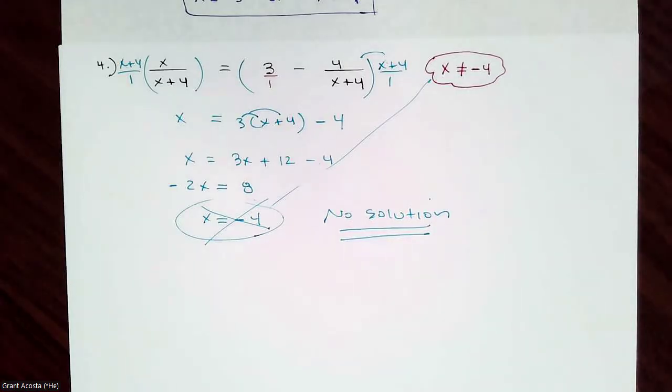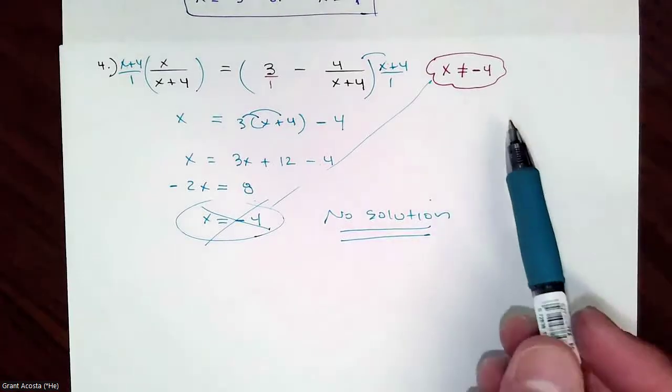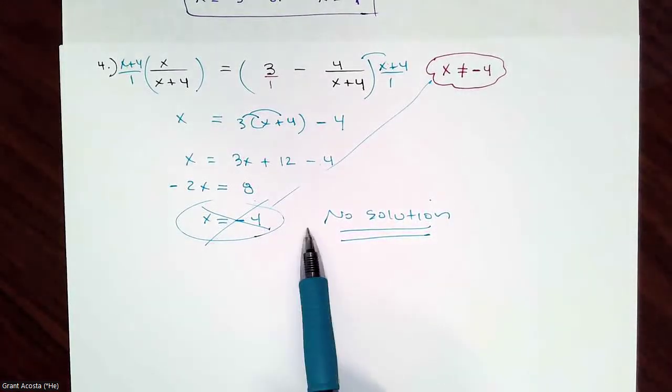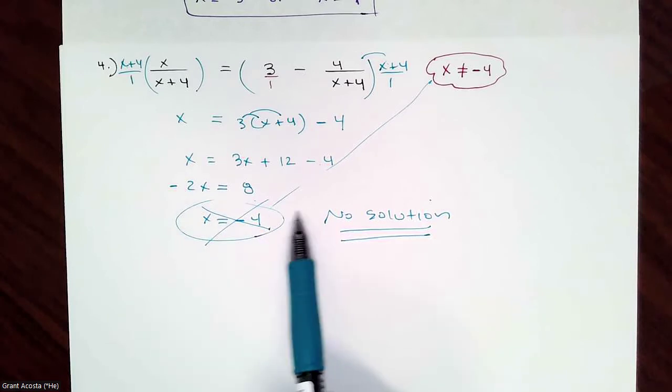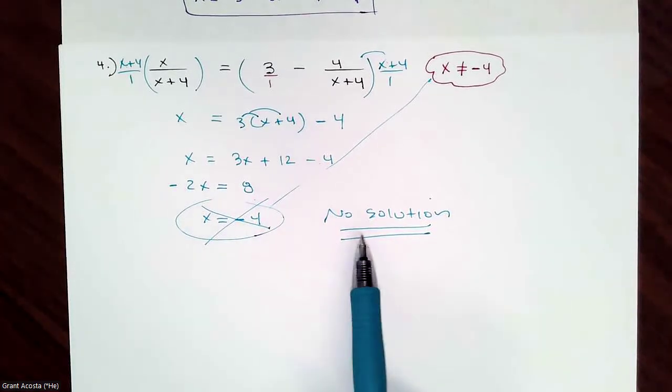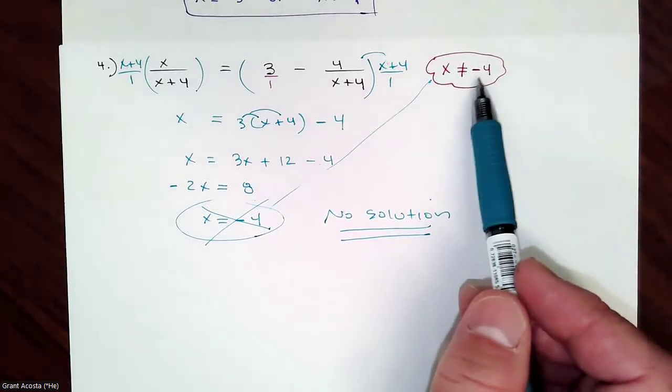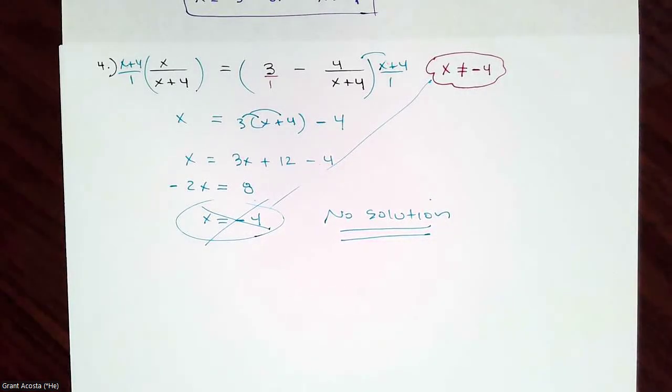So no solution. And the way it works, if x can't be negative 4 on a different one, and you end up getting 2 possible answers for x, you just rule that out and the other answer works. So it doesn't always mean there's no solution. But if that's the only answer you get, and that's the only answer that x can't be, then obviously that would be no solution.